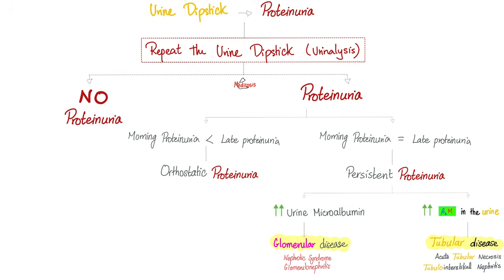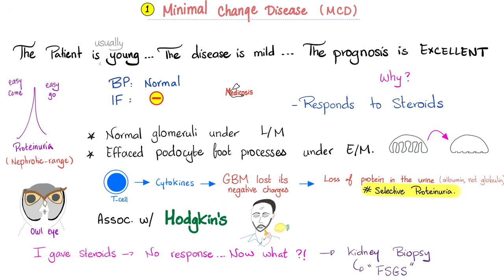Use your brain. If there is no difference between morning versus evening proteinuria, this is called persistent proteinuria. I can blame your glomeruli or I can blame the tubules. Who decides? The beta-2 microglobulin. I have a separate video about this topic. Histopathological subtype of nephrotic syndrome.